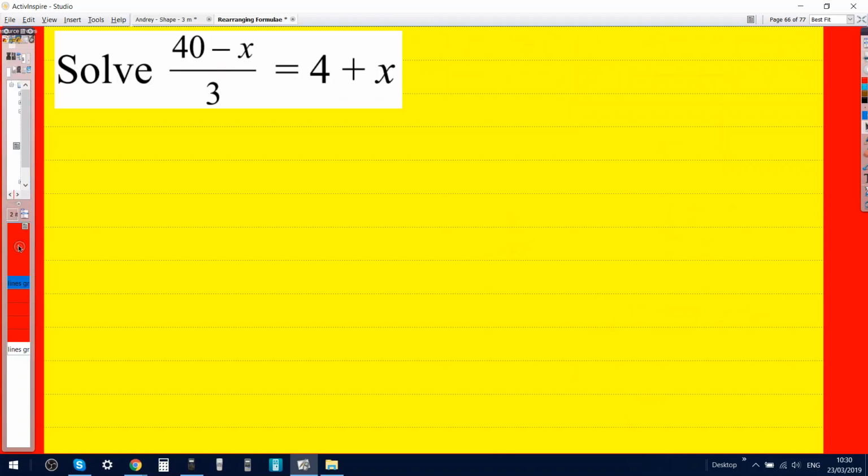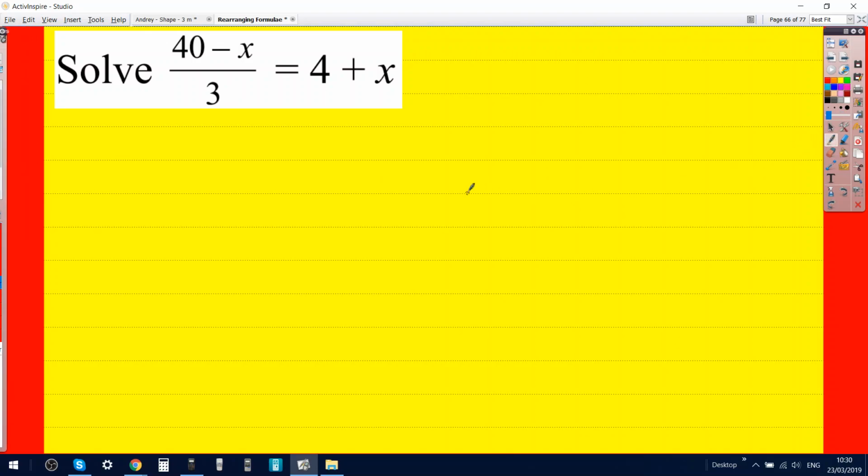So this one. Is this the one we've already done? It's very similar. So to get rid of the fraction, would you have to times by 3? So it would still be 40 minus x equals 12 plus 3x.